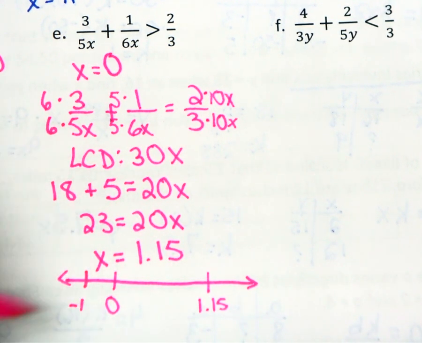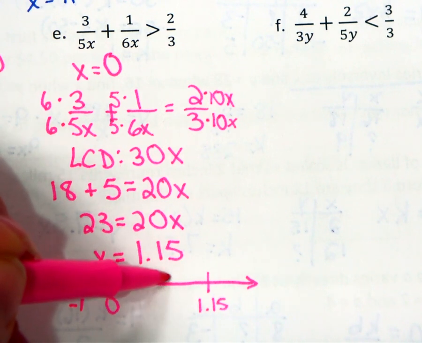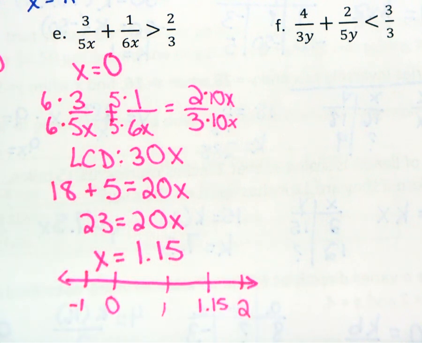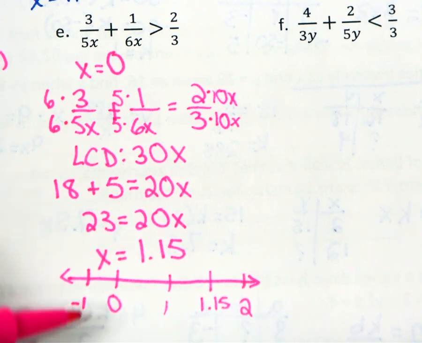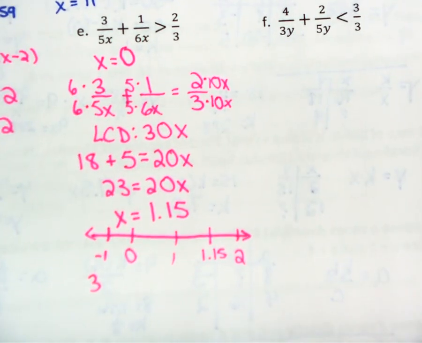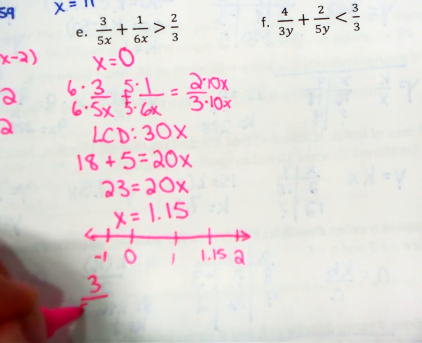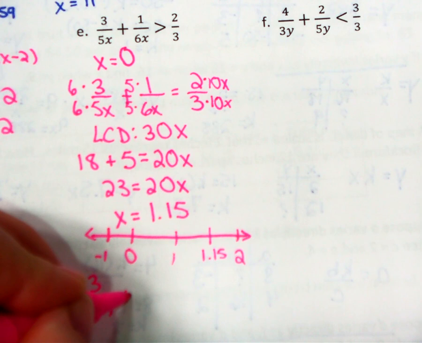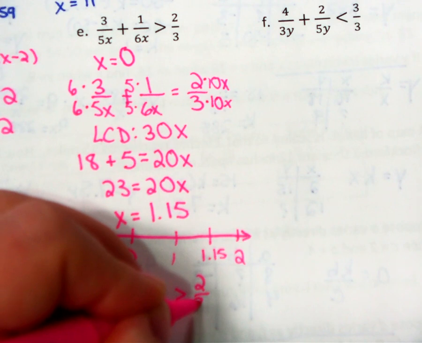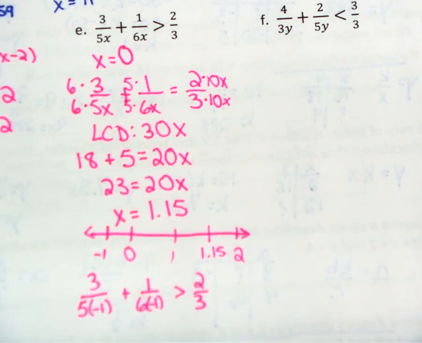So below 0 would be -1, between 1 and 0 could be 1, and greater than 1.15 would be 2. You want to pick nice and easy numbers to plug into the original inequality. So I'm going to plug in -1 first. So I have 3 over 5 times -1 plus 1 over 6 times -1 is greater than 2/3. And we want to see if this equals a true statement or not.